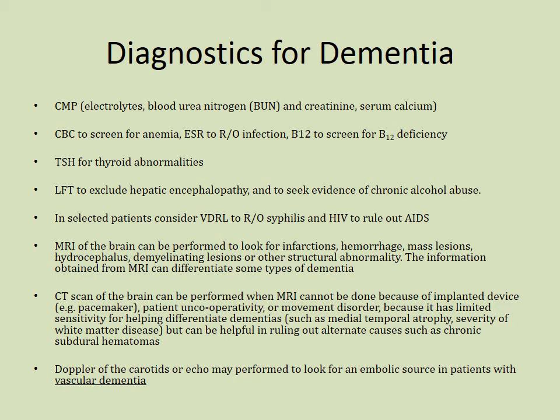In some patients, you may want to think about ruling out syphilis, and you may want to think about ruling out HIV. Most of the time, unless there's a contraindication, you want to get an MRI. You're looking for infarctions, hemorrhage, mass lesions, hydrocephalus, any of those kinds of things, or other structural abnormality. The MRI can also help differentiate between some types of dementia. Now, your other option is to do a CT scan, and you may have to do that if there's a contraindication for the MRI. If they're combative in any way, you're not going to be able to get an MRI. If they have a movement disorder, that's going to be a big difference as well.